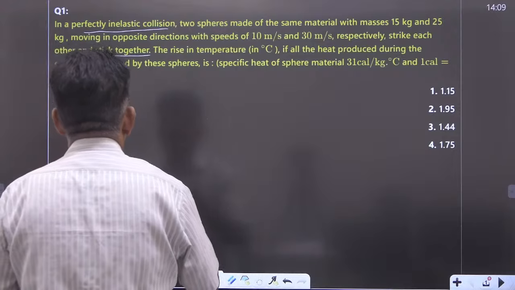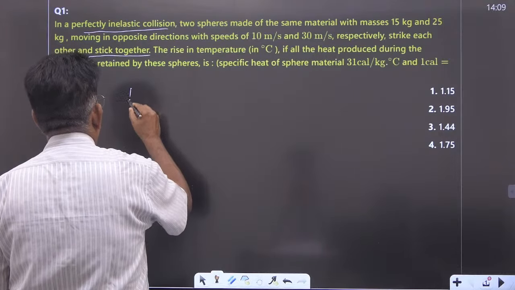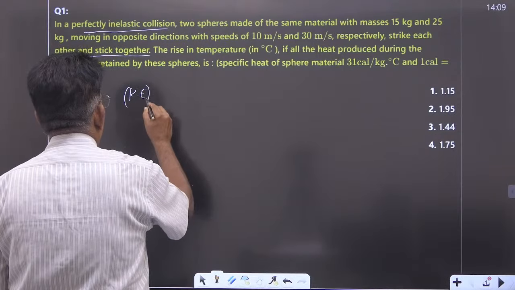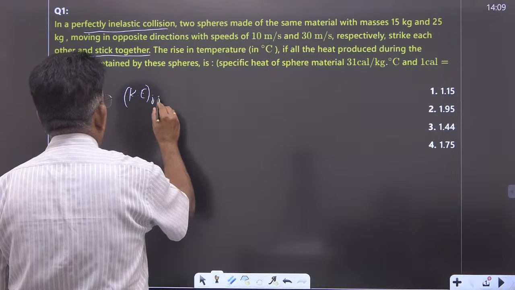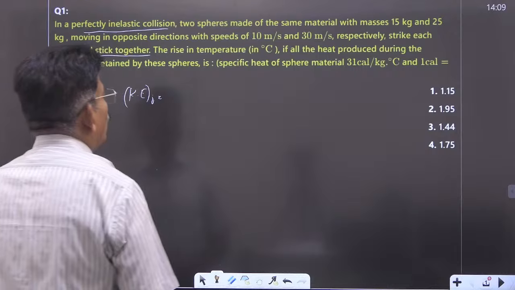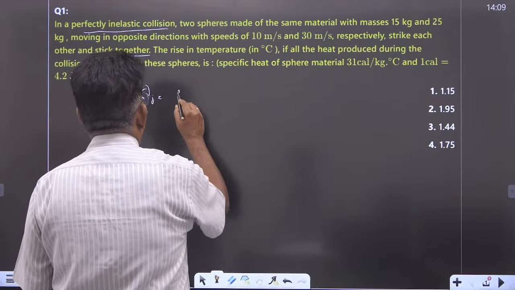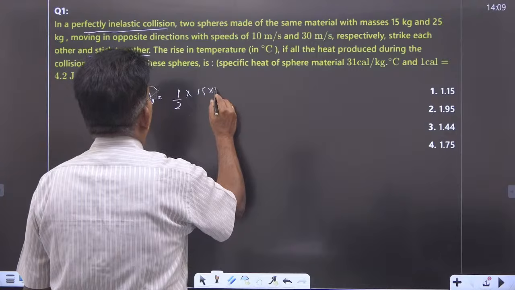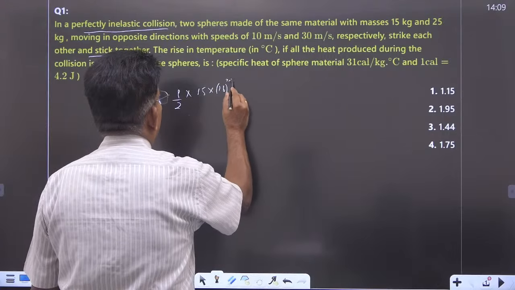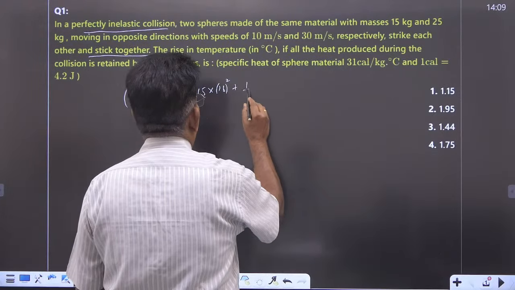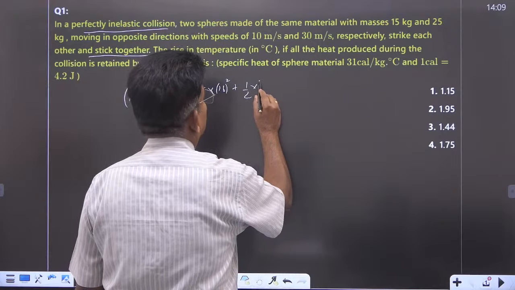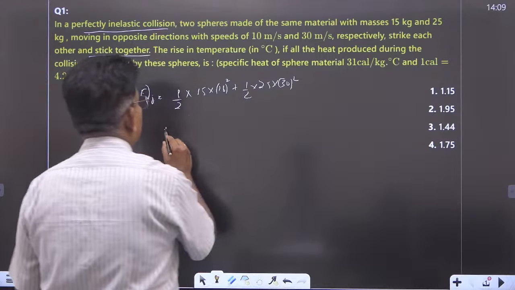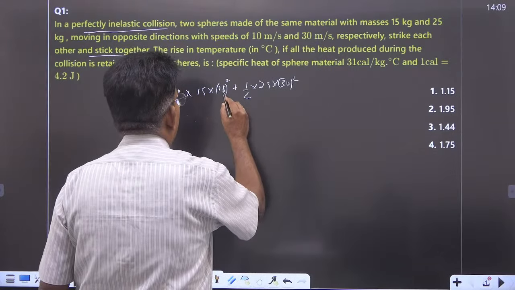So let us calculate kinetic energy before collision. Kinetic energy before, I say initial. Both the bodies are moving, so I have to calculate the kinetic energy of the first body: half, its mass is 15, its velocity is 10 square, plus kinetic energy of the second body: half into mass 25 into velocity 30 square. So you have to work it out. How much is this coming to be?